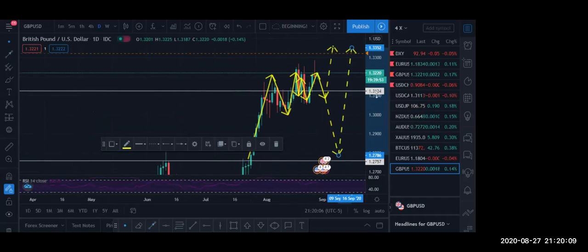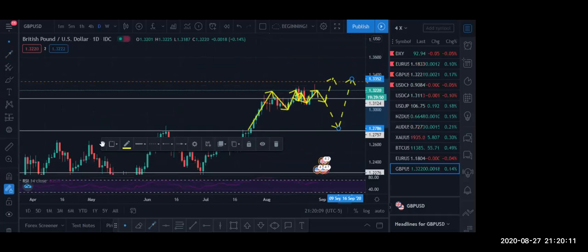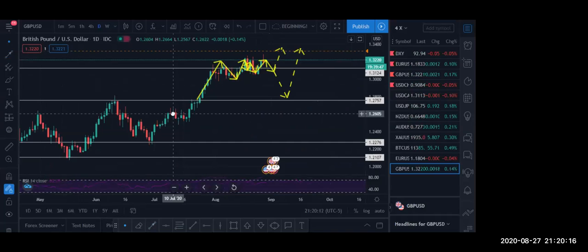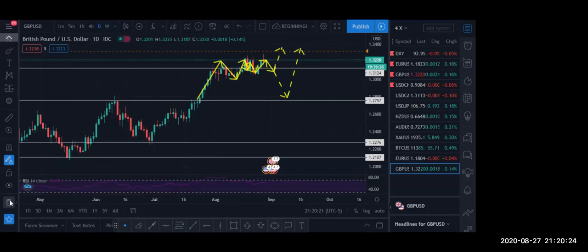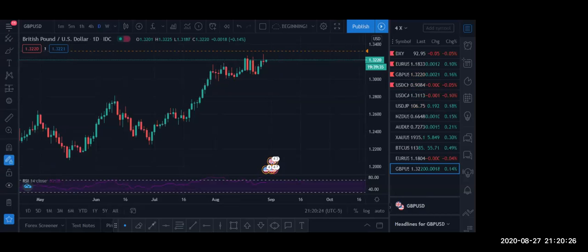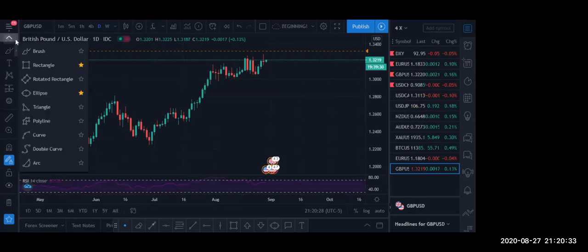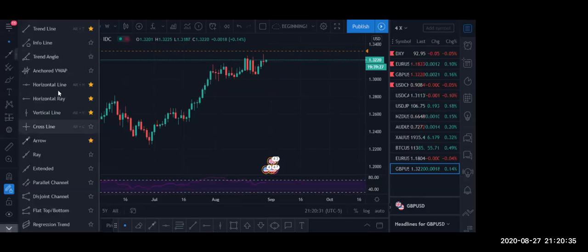Now I already see two good structure points for GU, which is somewhere down here and somewhere at the top of this line. So I'm just going to delete all that real quick. Can't have the charts messy. I'll go back up. So yeah, then we've got the horizontal ray and the vertical line.